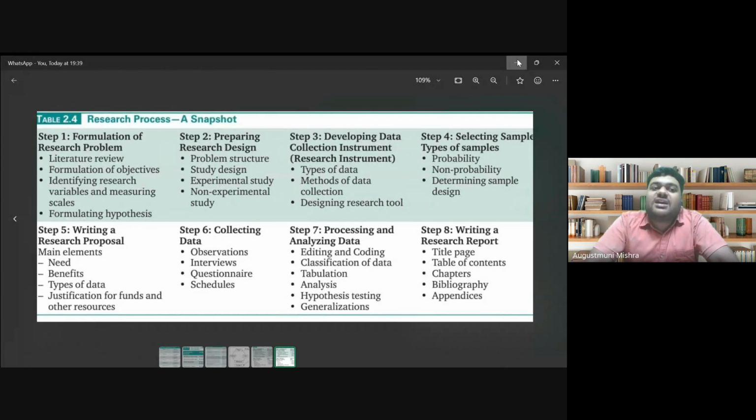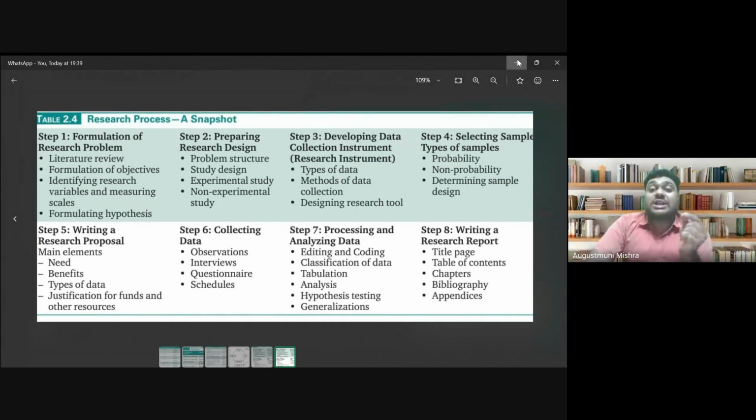Then after that, you write a research proposal. Main elements: the need, the benefit, types of data, and justification of the funds and resources. I'm just explaining the basic steps. Then you collect the data, then process and analyze the data, and at the end you submit the research report. In collection of data, you can use observation, interviews, questionnaires, schedules and so on. In processing data, you can use tabulation and analysis, various tools. In writing the research report, you can use a title page, table of contents, chapters, bibliography and appendices.